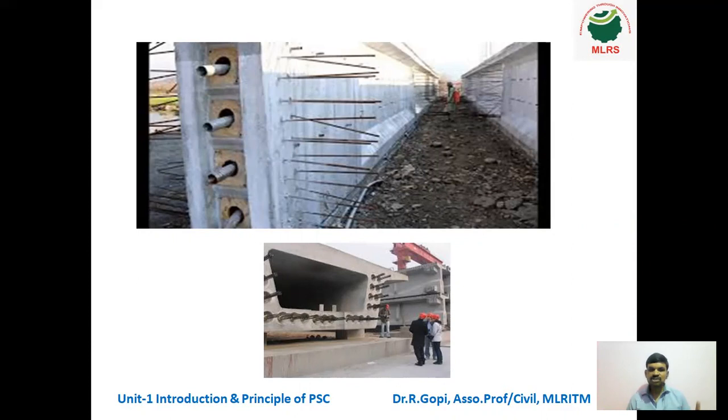Okay, less in dimension, and also uniform size. If you take a concrete sleeper, it is uniform in size. But if you take girders, bridge girders, they are huge in length. You can see here, huge in length and weight also more. So if you fabricate in a precast plant, it is very difficult to transport. Okay, huge transportation facilities are needed.